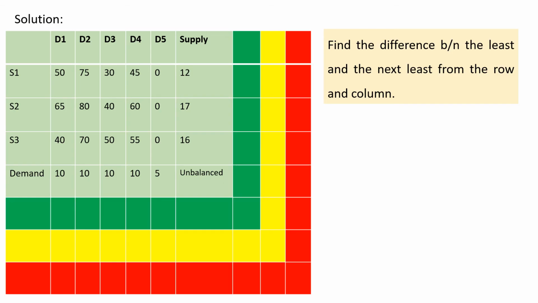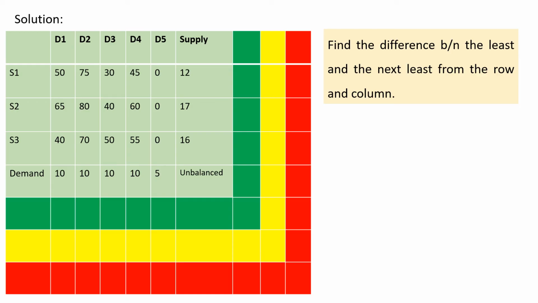And from the S3 row, the smallest is 0, and the next smallest is 40, and the difference is 40. So we have to write here 40. And now let's see the column difference. From this column, the smallest is 40, and the next smallest is 50, so we have to write here 10. And from this column, the smallest is 70, and the next smallest is 75. We have to write here 5, the difference.